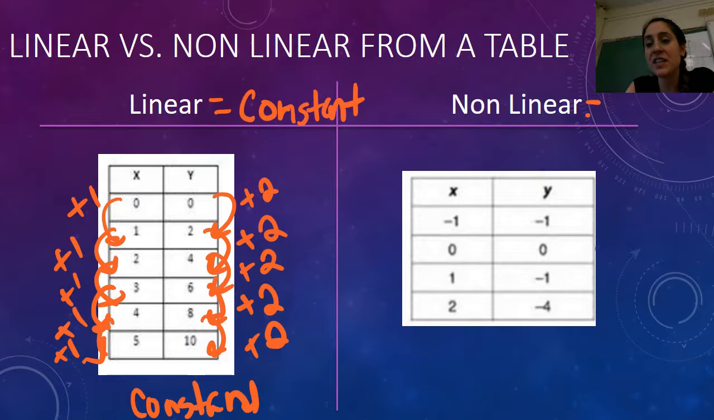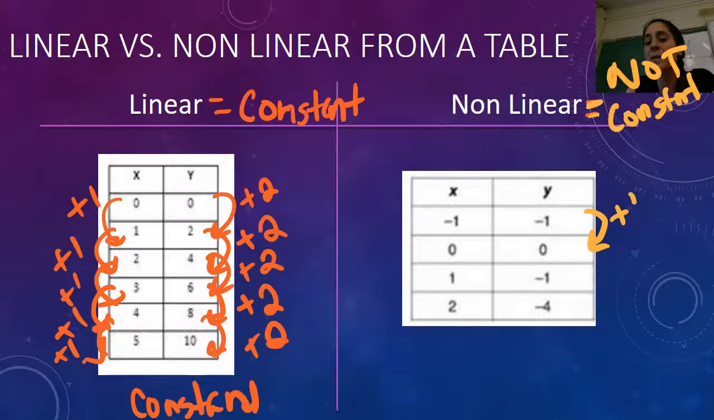Now if I look over here, this one's non-linear. And I know non-linears are going to be not constant. And let's check this out. From negative 1 to 0, well, that's plus 1. But from 0 to negative 1, that's minus 1. And from negative 4 to negative 3, that's minus 3. So as I can see, that is not constant. At first, I'm adding 1, then I'm subtracting 1, then I'm subtracting 3. That's not the same. That's not constant.